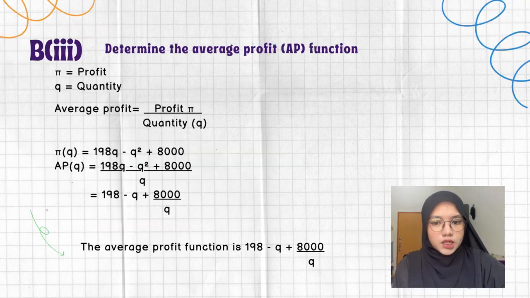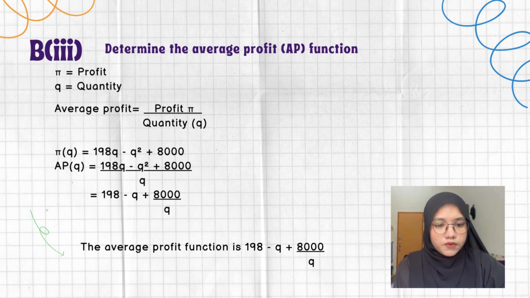Question B, Roman 3. Determine the average profit AP function. So first we have pi, which is profit, and Q, which is quantity. To find the average profit, we use the formula: average profit equals profit divided by quantity.